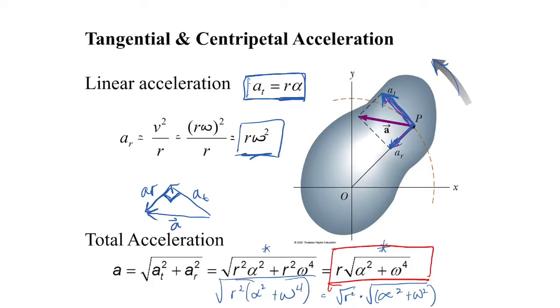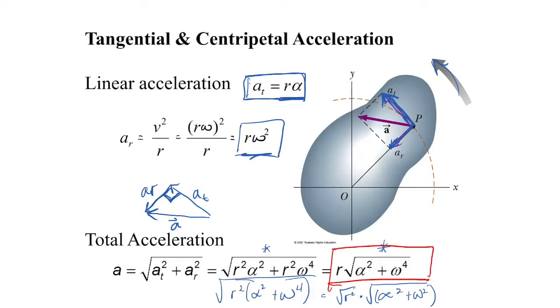Sound good? So remember, that is the total acceleration of something that is moving in a circle, but is speeding up or slowing down. It is different than your angular acceleration, which is the rate at which your angular velocity is changing. This is the actual total acceleration of the object that's moving in a circle, taking the fact that it's speeding up or slowing down into account, and also taking into account the fact that it is constantly changing its direction.